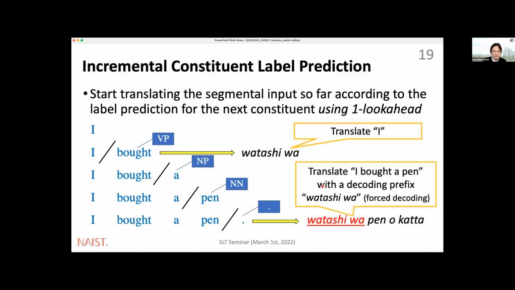Actually we translate the whole sentence, I bought a pen, but we already have this prefix translation. So we use this prefix as a decoding prefix, applying forced decoding for these two words in the decoding process. And we get the translation of the input sentence, watashi wa pen o katta, using the prefix determined so far.